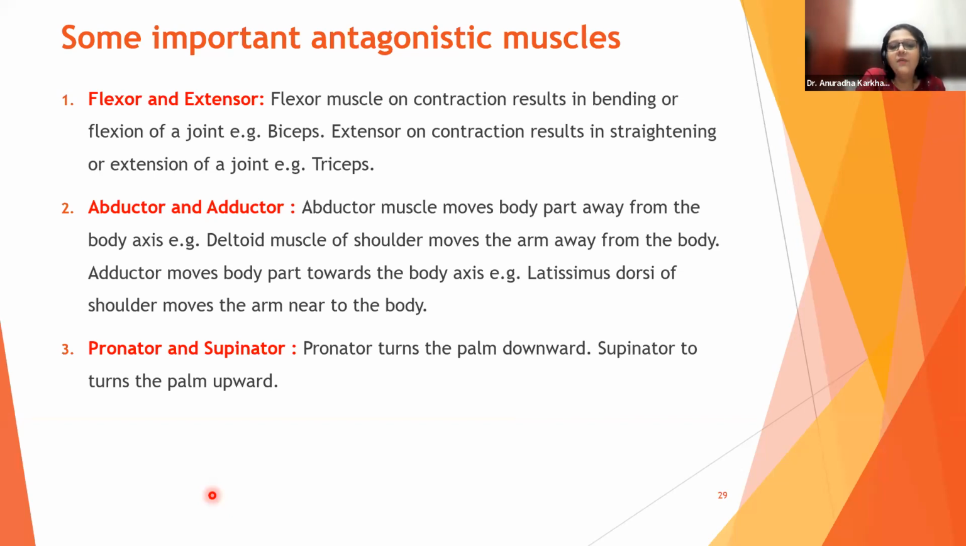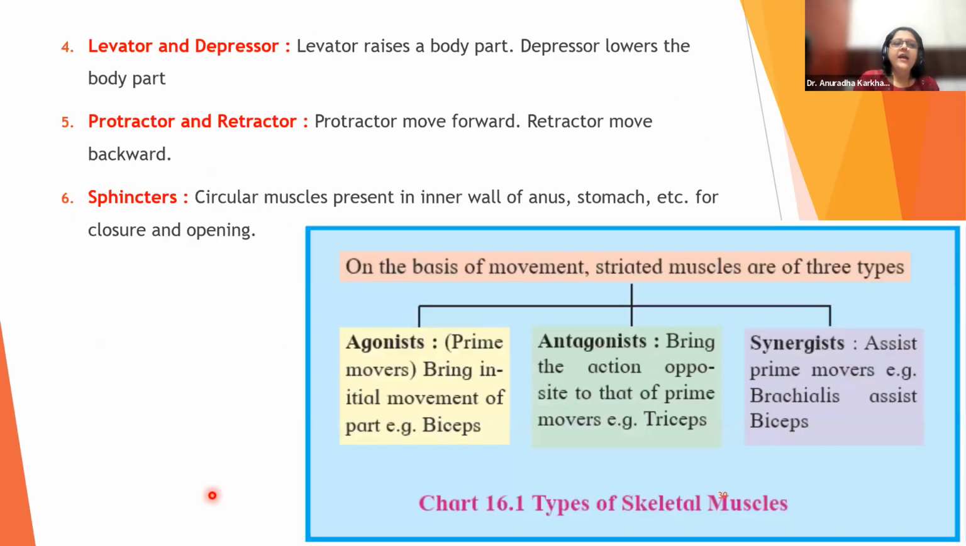Pronator and supinator. Pronator turns the palm downwards, supinator turns the palm upwards. Pronator, supinator. Remember these are important. Okay. Levator depressor. Levator raises the body part, depressor lowers the body part. So if now I'm sitting like this way, if I have to stand, I have to raise my body part. If I have to sit, I have to lower my body part. Okay, so levator raises the body part, depressor lowers the body part.